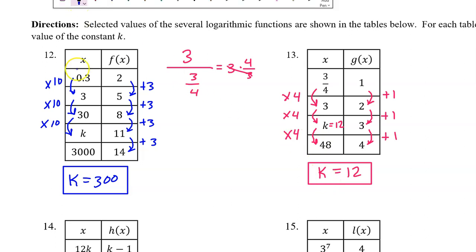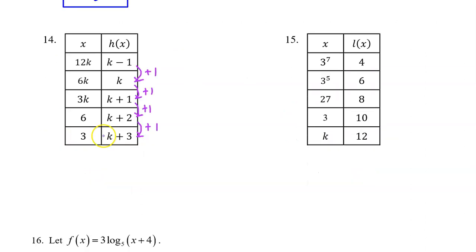Looking back at number 12, let's check our answer on this one as well. If we multiply by 10 again, remember k was 300, and 10 times 300 is 3,000. So that one checks out as well.